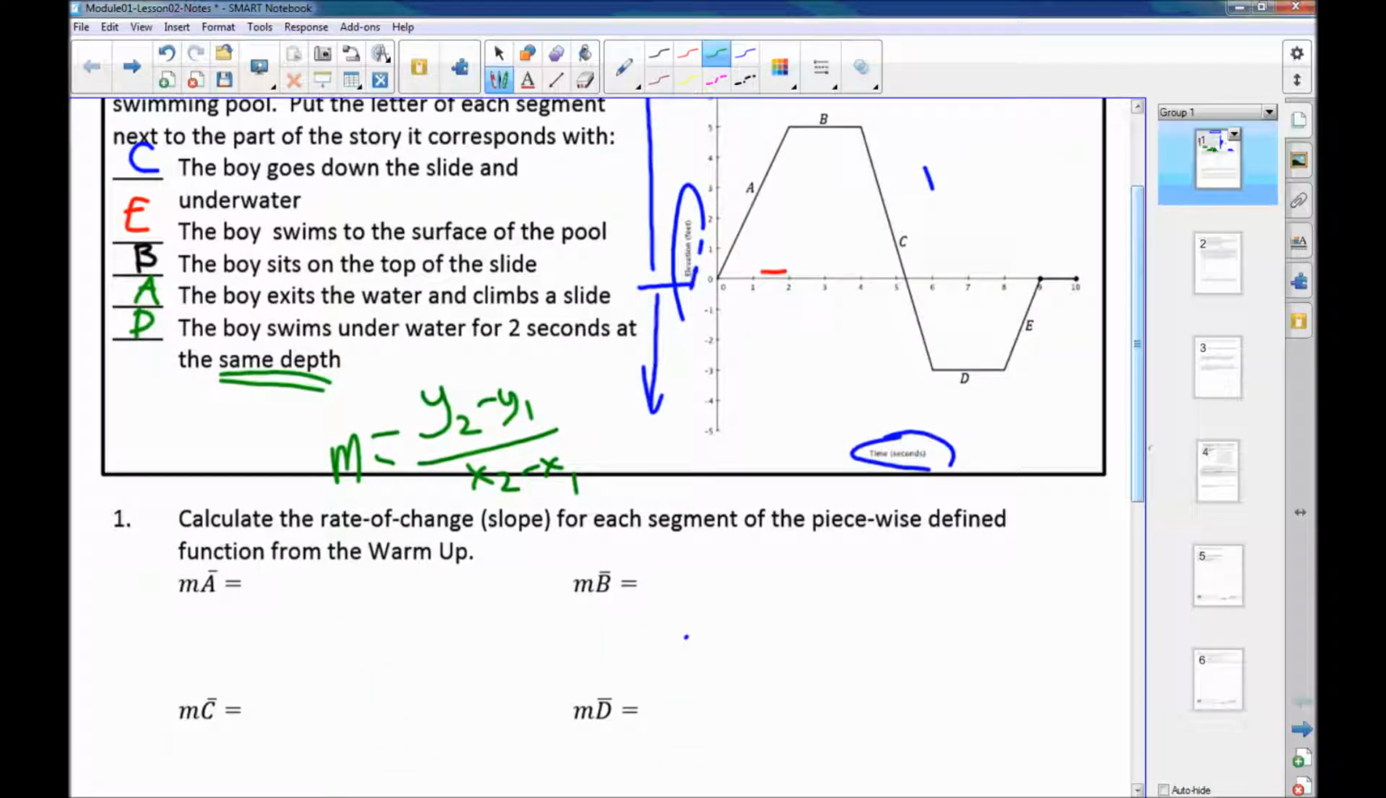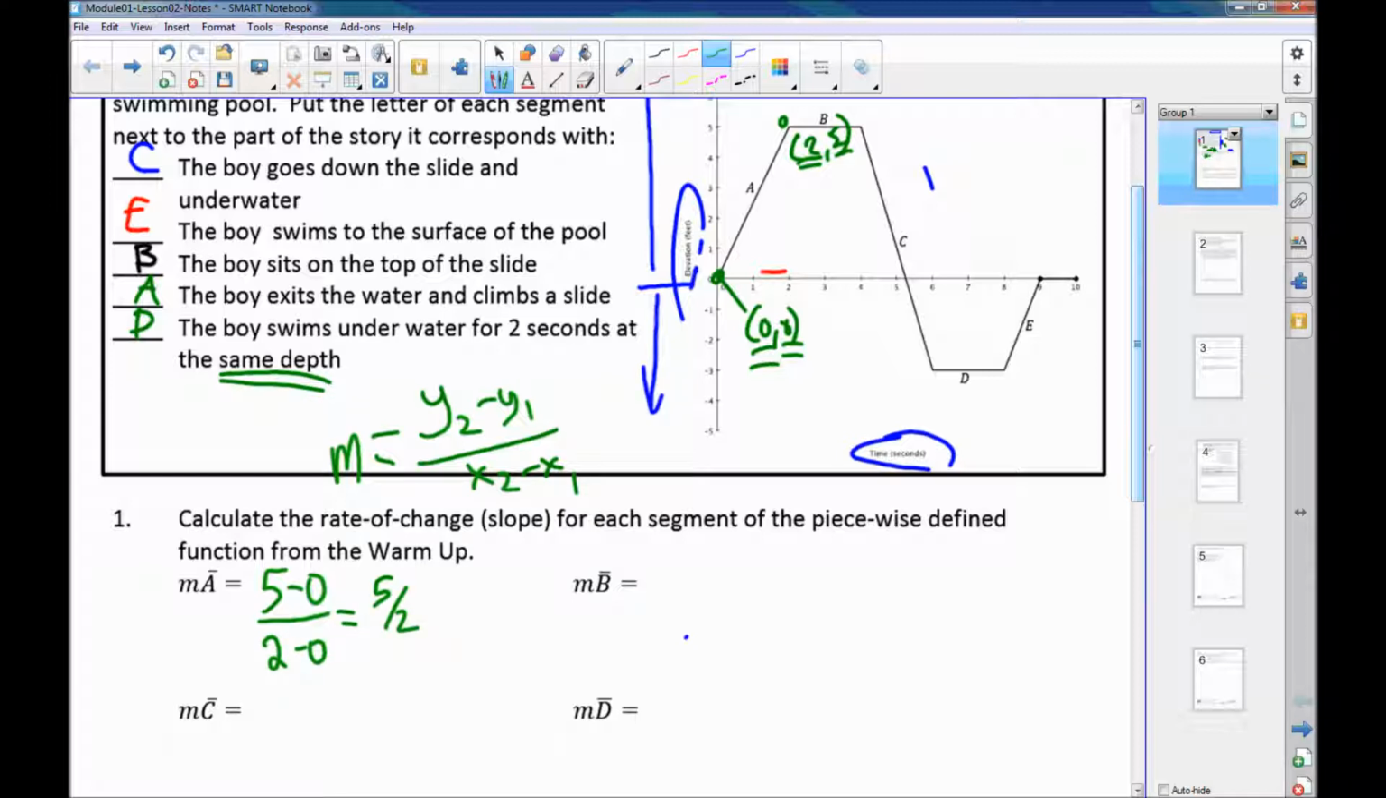So for our A, let's mark our 2 points. So we need to know our points. First one is 0, 0, and the second one is 2, 5. So the change in the y's, well, the y's are 5 here and 0 there. So the change in the y's are 5 minus 0, and the change in the x's are 2 and 0, so 2 minus 0. This will give us 5 halves.